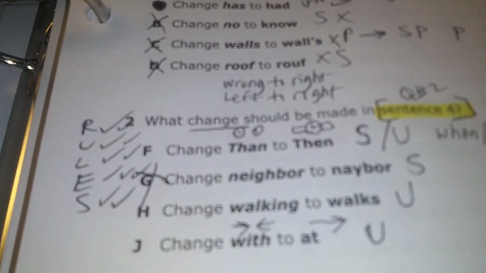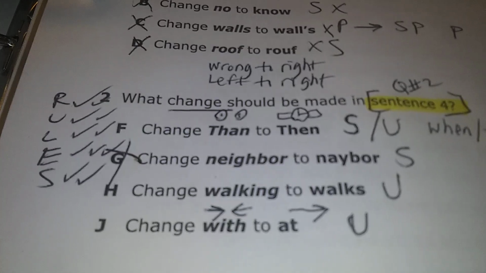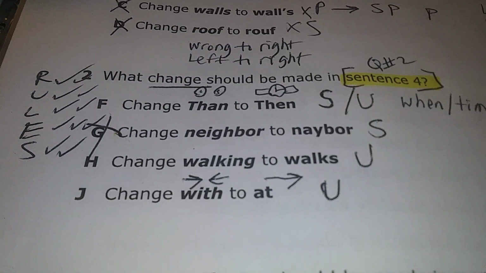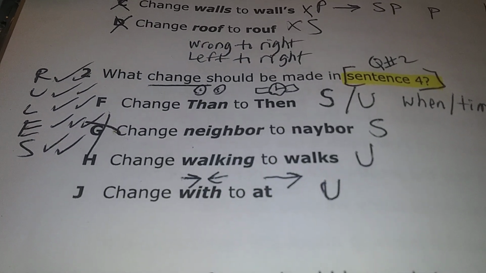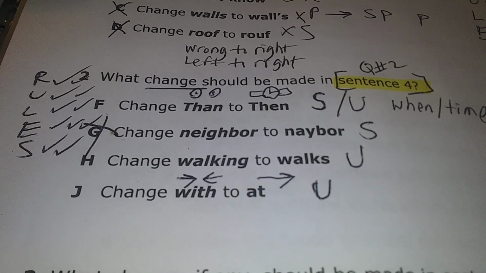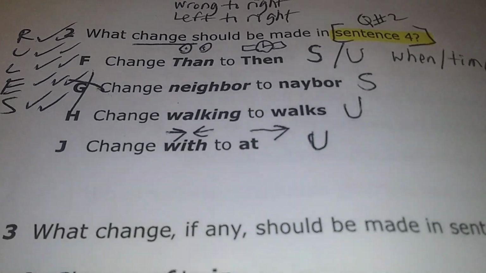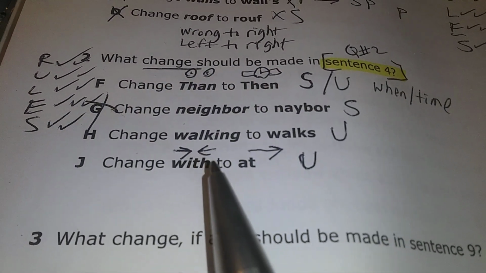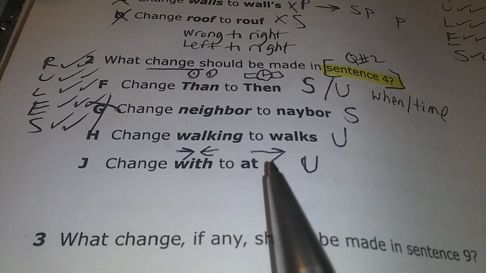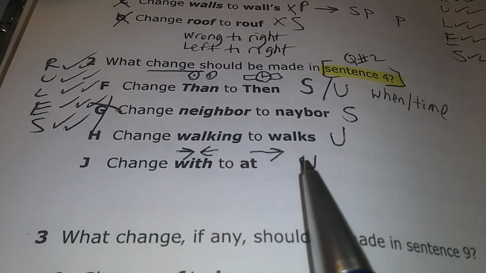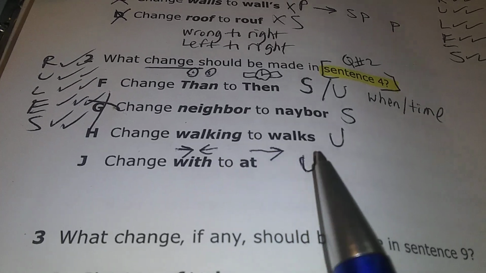We're going to actually have to read the sentence to find out about letter F. Change walking to walks. That's a usage question. And change with, something you do together, to at, some place that you're going. So that depends on how you're using it.